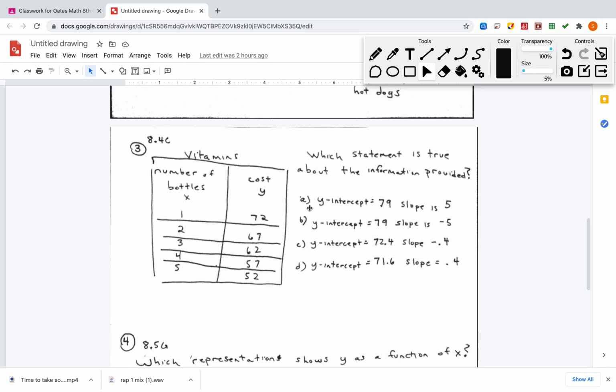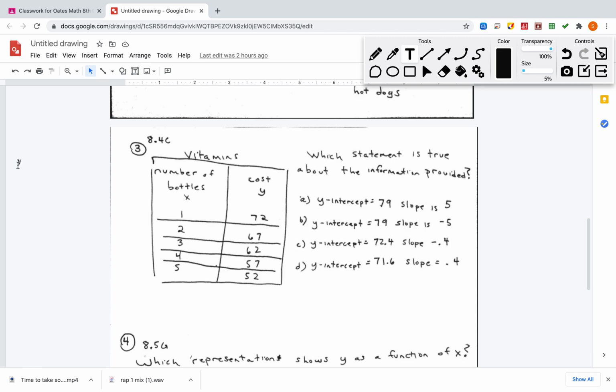We're going to go on to number 3. Which statement is true about the information provided? So I'm just browsing over this. I'm looking at the answer choices. Clearly, it wants me to find the slope and the y-intercept of these equations. So I know that first I'm going to try and find slope.